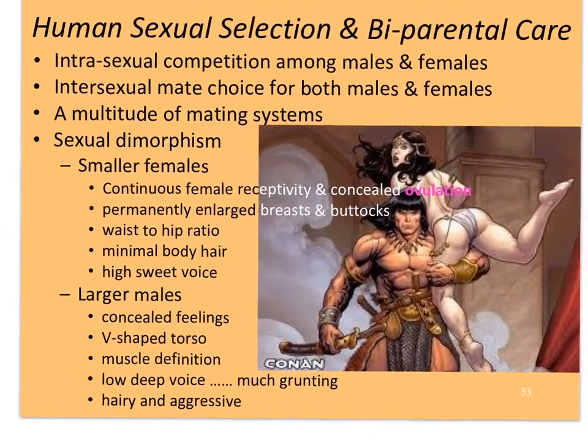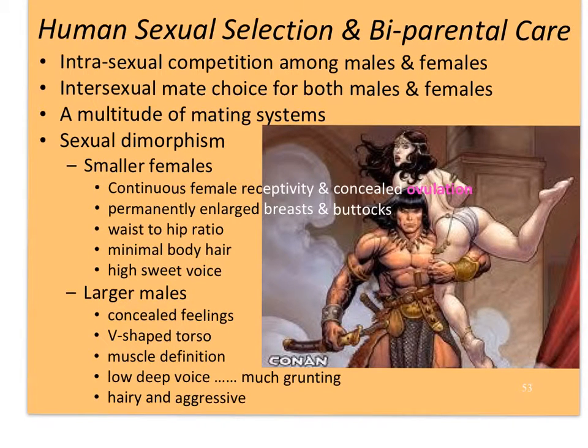Okay. Human sexual selection and biparental care. Now, remember, there's intrasexual competition. That means within the same sex for mates. So males compete against males, and females also, for humans, compete against females. There's also mate choice. Who are you going to choose? That's between a male and a female, both ways.